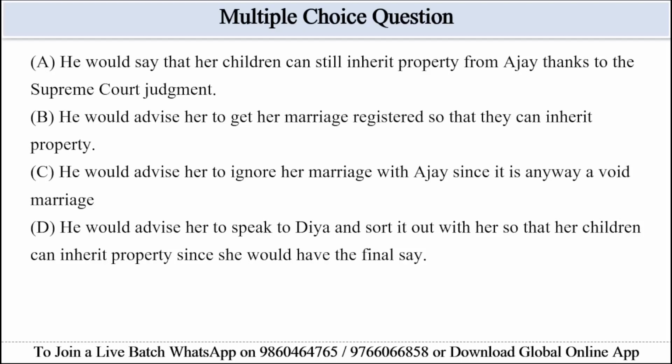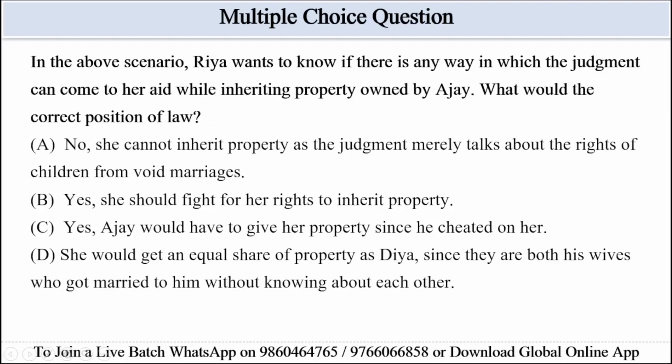Hence only option A, he would say that her children can still inherit property from Ajay thanks to the Supreme Court judgment, is the correct answer here. Next question is, in the above scenario, Riya wants to know if there is any way in which the judgment can come to her aid while inheriting property owned by Ajay. What would be the correct position of law? So does Riya herself, as a spouse, have a right to inherit from Ajay given the void marriage?